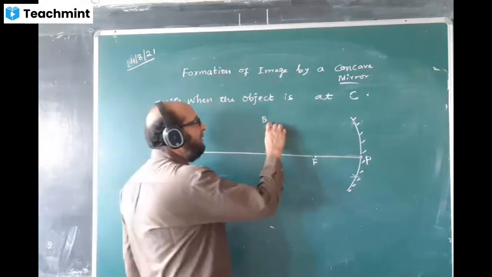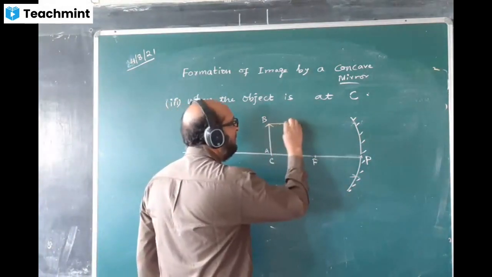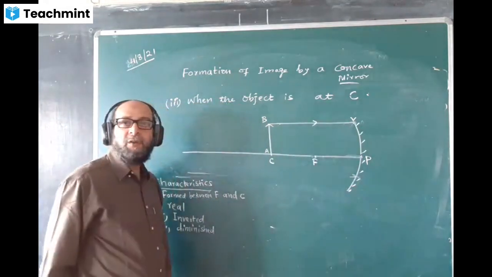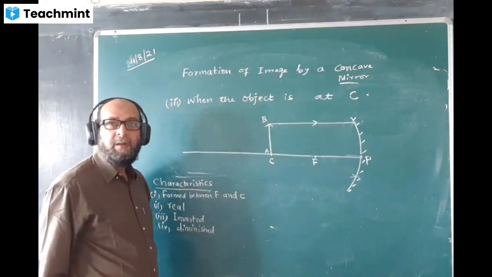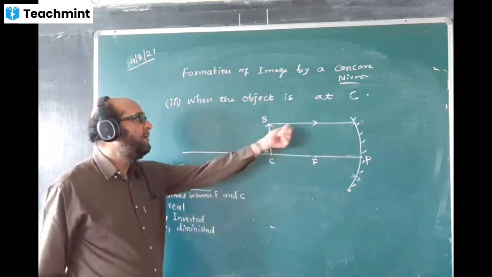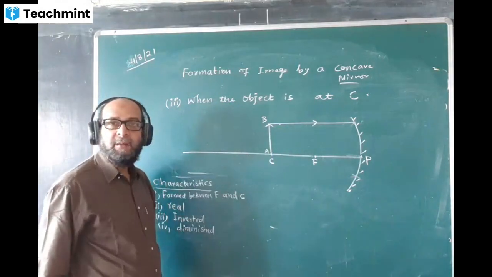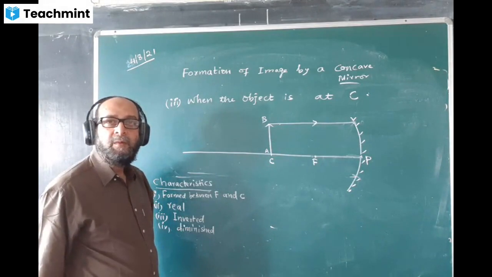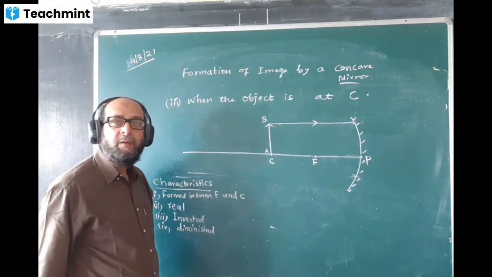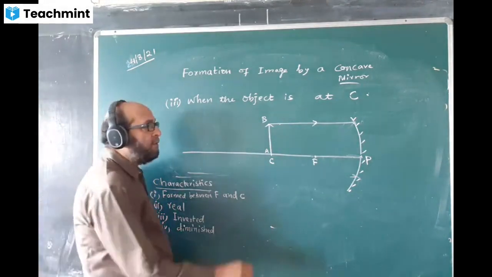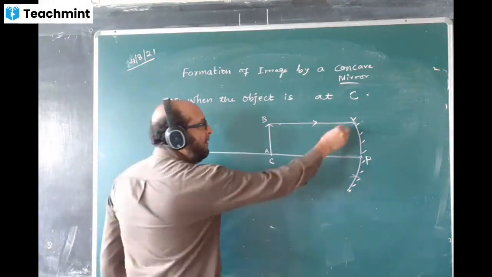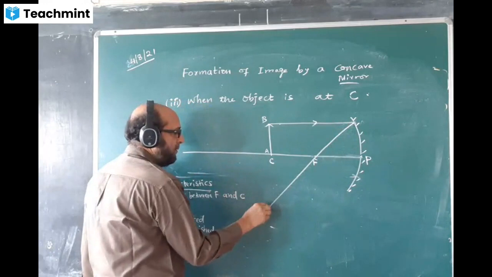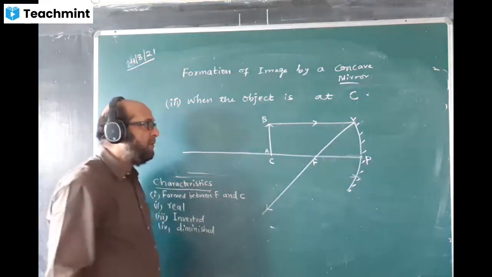What should I do now? I must draw a line like this, parallel. First line you always draw parallel to the principal axis. What will happen to this incident ray? It will be reflected. It will pass through focus after reflection. Focus. Good.